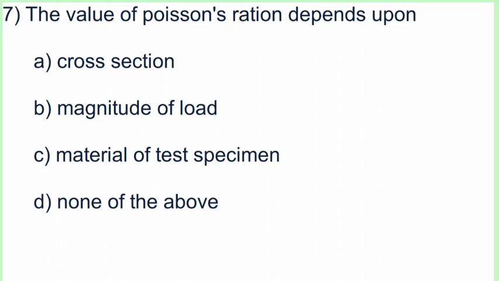Poisson's ratio is greater for ductile metals than for brittle metals. Poisson's ratio is lateral strain to longitudinal strain, and its value depends upon the material of test specimen. So option C is the answer. Let's move to the next question.